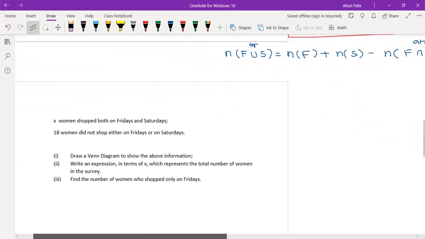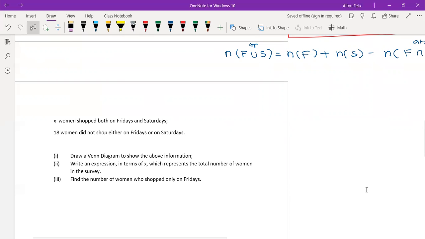Write an expression in x representing the total number of women in the survey. Right, we did that. In fact, let's do it now. And then the second part is to find the number of women who shop only on Fridays. Write an expression in x to represent the total number of women in the survey.